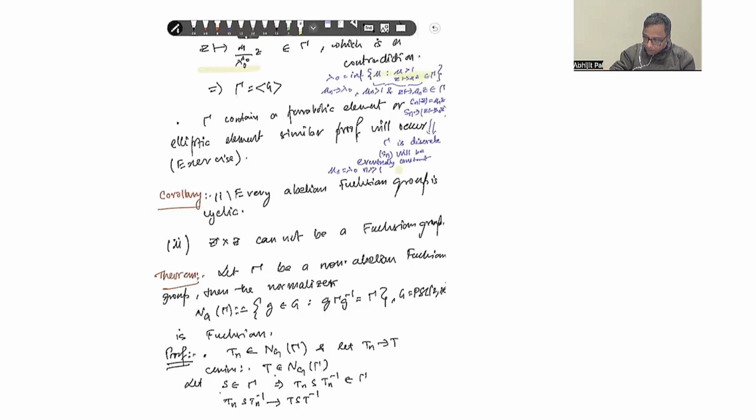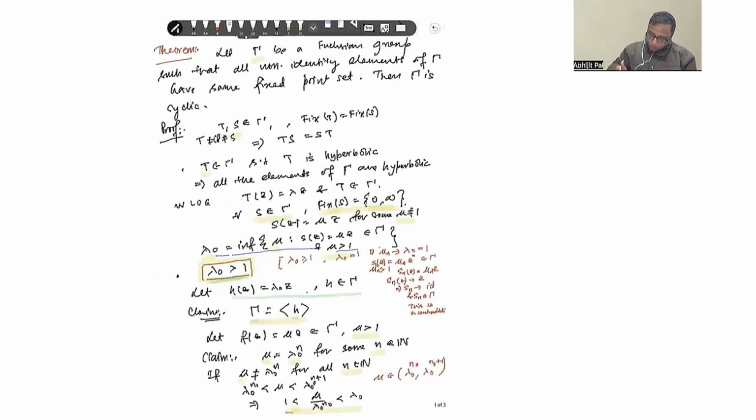So this will prove that h belongs to gamma. Therefore we have shown this thing: h belongs to gamma. This required a proof, and that thing we have proved. So any power of h will belong to gamma, and any negative power of h will also belong to gamma.